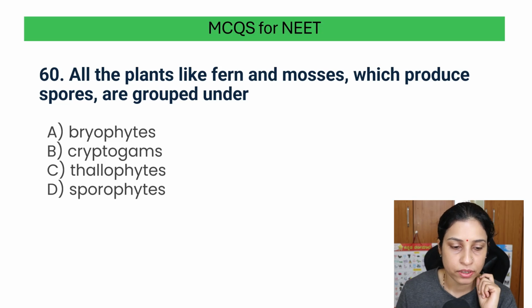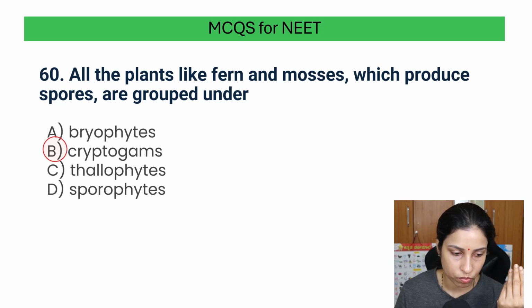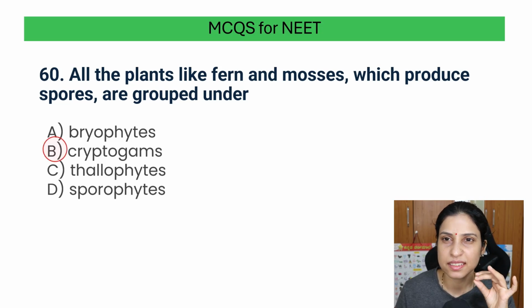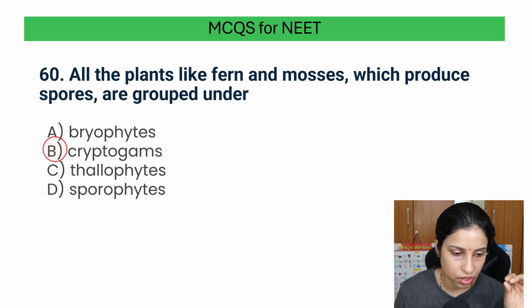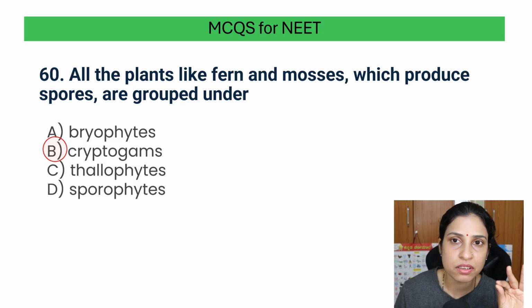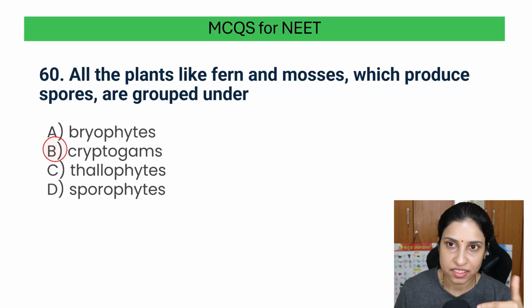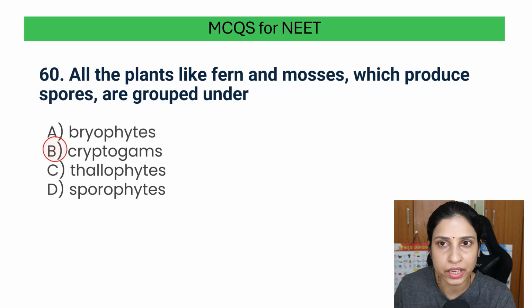All the plants like ferns and mosses which produce spores are grouped under bryophytes, cryptogams, thallophytes, sporophyte. Cryptogams. This is a different kind of classification. Ferns and mosses. Ferns is a pteridophyte, right? It's the next portion of this chapter. I will explain in the next video about the pteridophytes. That time you will understand this question.